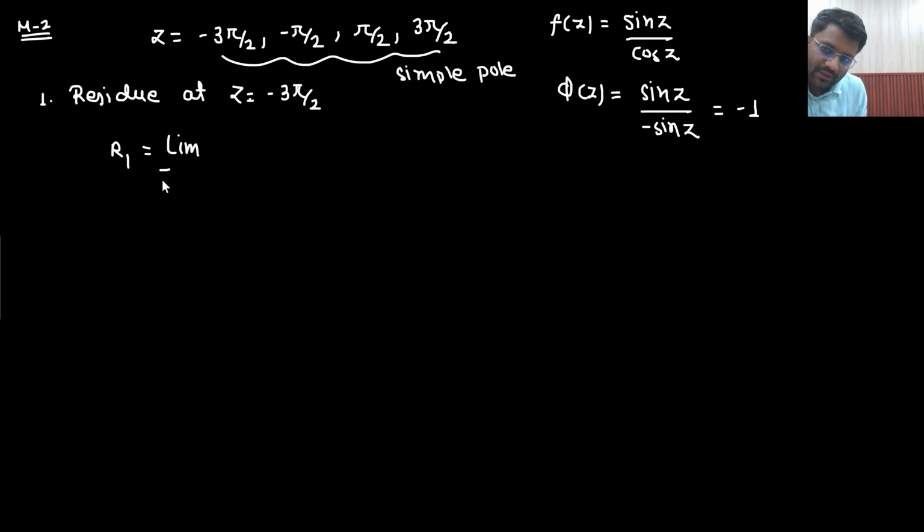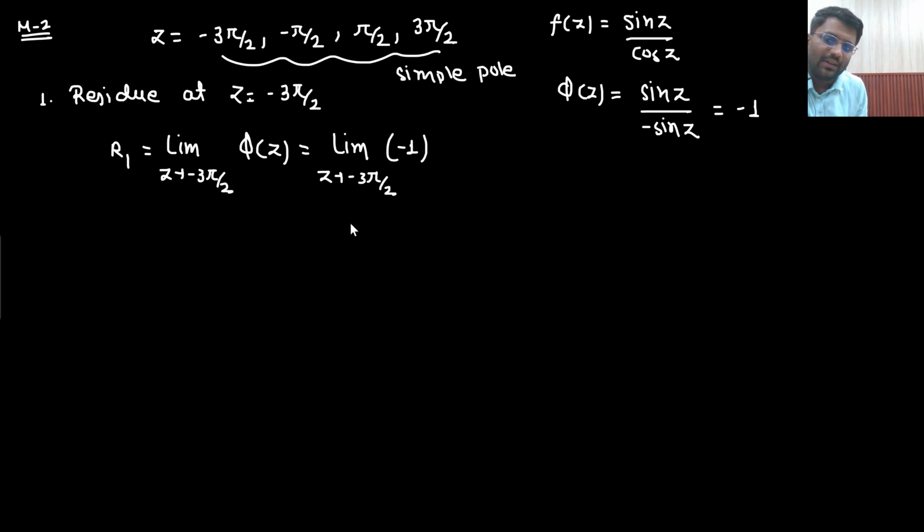So residue will be limit z tending to minus 3 pi by 2 of phi of z. That would be limit z tending to minus 3 pi by 2 of phi z, which is equivalent to minus 1 only. Now here there is no function of z, that means the answer will be minus 1. Say yes or no. What will be the answer? The answer will be minus 1. Did you understand this point?